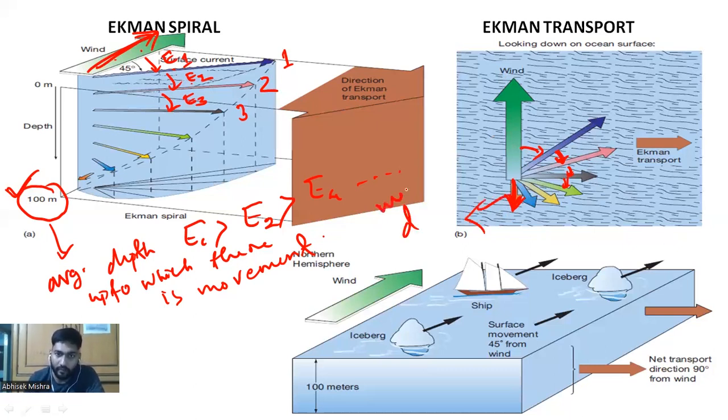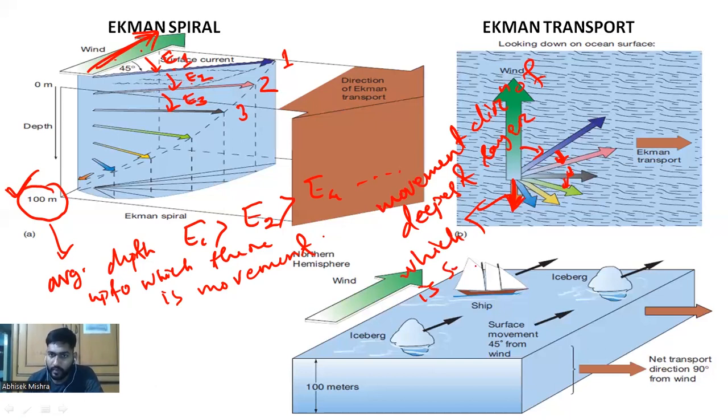This is the movement direction of the deepest layer, which is set in motion by the wind. So when the movement direction of a water layer is opposite to that of the wind direction, which is causing the movement, then after that depth there will be no movement. This is the movement direction of the deepest layer. So this maximum depth can vary.